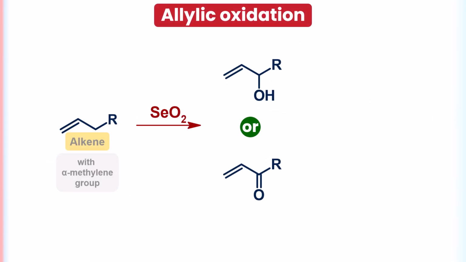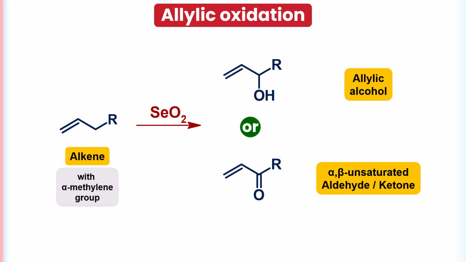Selenium dioxide oxidizes alkenes that contain an allylic methylene group. This reaction is commonly referred to as allylic oxidation. Depending on the reaction conditions, the products formed can be allylic alcohols or alpha-beta unsaturated aldehydes or ketones. This transformation is highly important because it introduces oxygen functionality at the allylic position while keeping the carbon-carbon double bond intact.